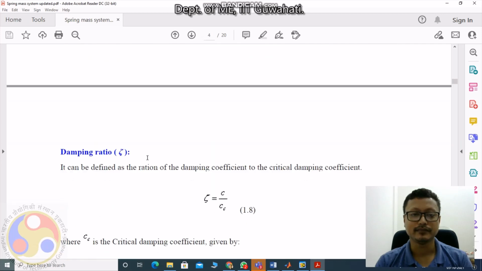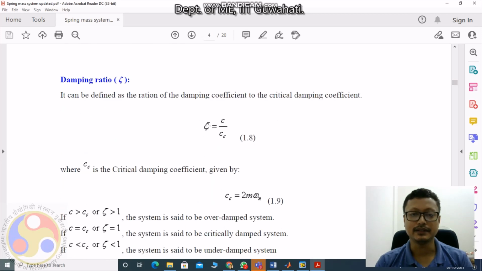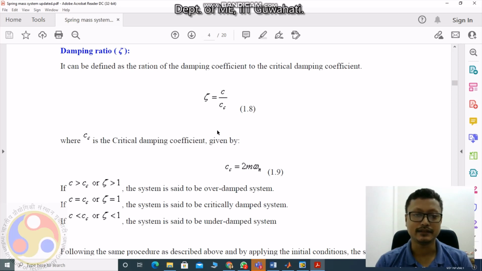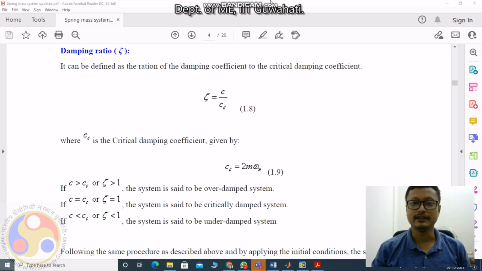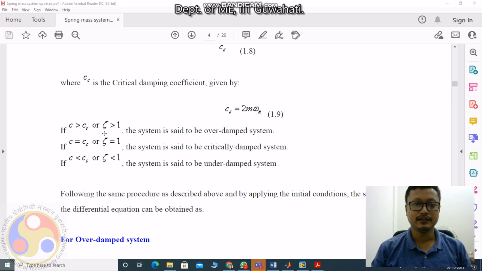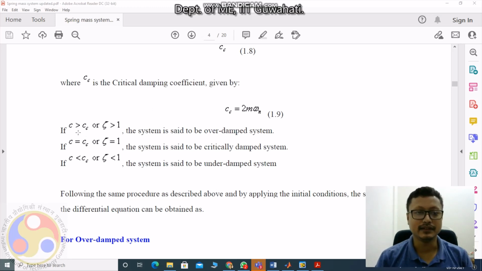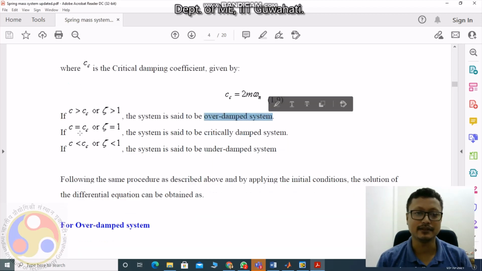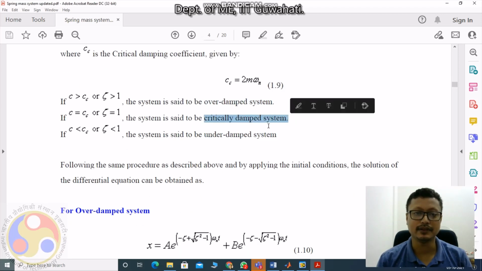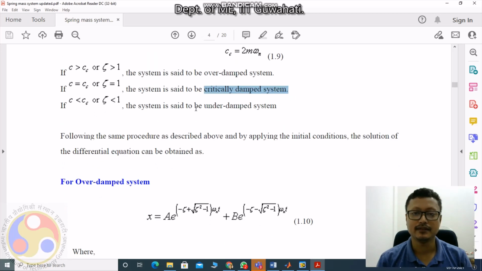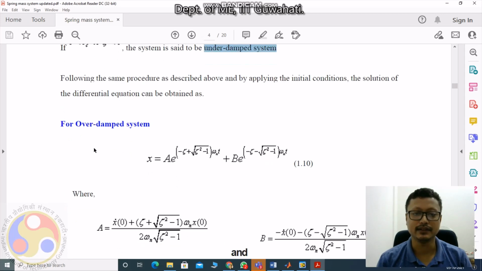The damping ratio zeta equals C by Cc, where Cc is the critical damping coefficient. These are the conditions of the system for an over damped system. This is the condition for a critically damped system. And these are the conditions for an under damped system. So these are the formulas.